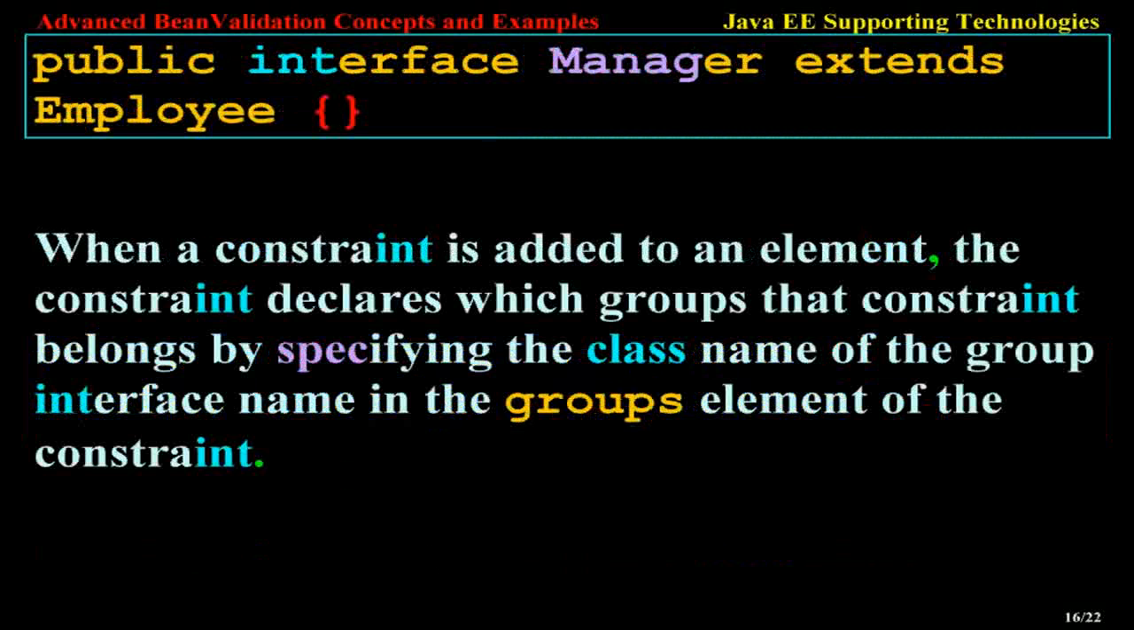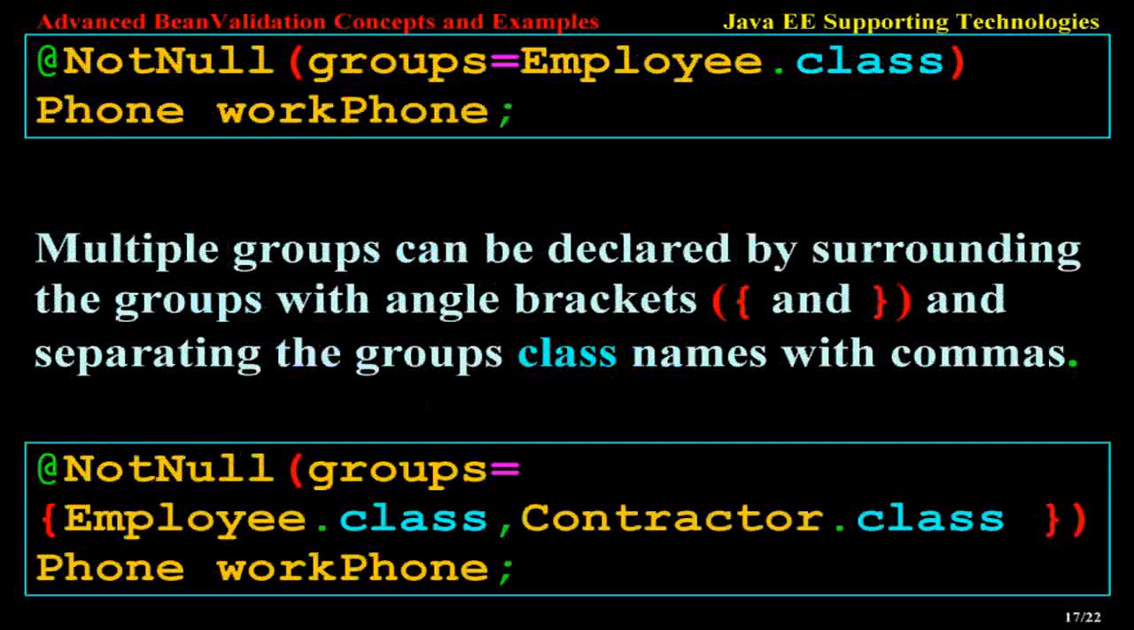When a constraint is added to an element, the constraint declares which groups that constraint belongs to by specifying the class name of the group, the interface name, in the groups element of the constraint. @NotNull(groups=Employee.class) Phone workPhone. Multiple groups can be declared by surrounding the groups with curly braces and then separating the groups' class names with commas. @NotNull(groups={Employee.class, Contractor.class}) Phone workPhone.